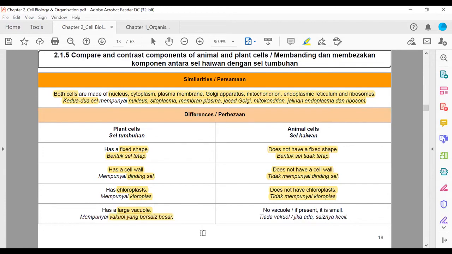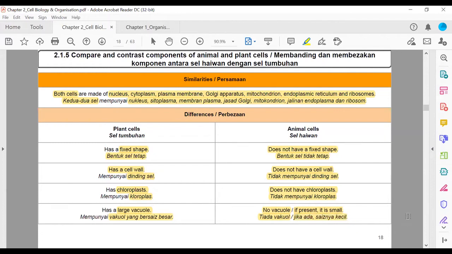Kalau plant cell tu dalam keadaan turgid, the vacuole can occupy 90% of the volume of the plant cell. Dia boleh memenuhi 90% daripada isi padu sel tumbuhan. So just imagine how big the vacuole can become. Animal cell, no vacuole, tak ada vacuole. Tapi kalau ada pun, if present, it is small. Jika ada, saiznya sangat-sangat kecil.